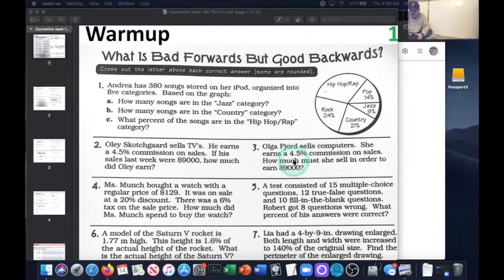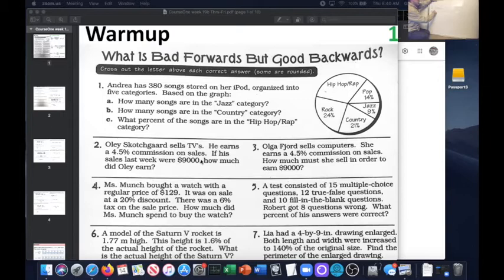same thing, but now we want to know how much she is going to sell in order to earn 9,000. So that's the amount we're going to get out of the sales. What we don't know is the total sales. So how you set up these two problems is similar, but a little different, because what you're given, the 9,000, means different things.